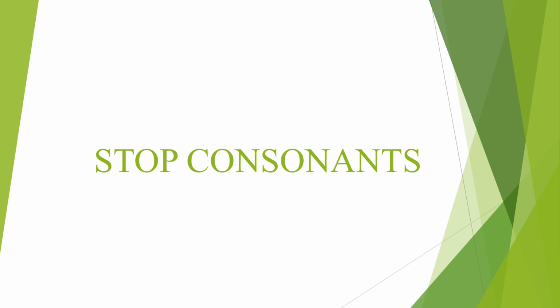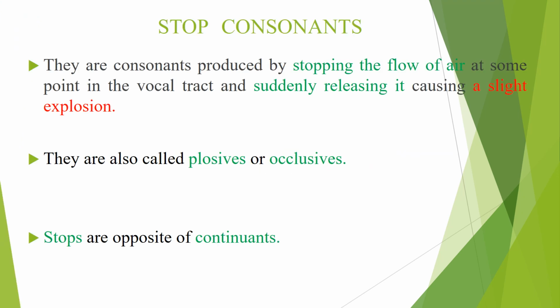Stop consonants. Stop consonants are the second type of consonants in English. They are consonants that are produced by stopping the flow of air at some point in the vocal tract and then suddenly releasing it, causing a slight explosion. Stop consonants are also called plosives or occlusives.